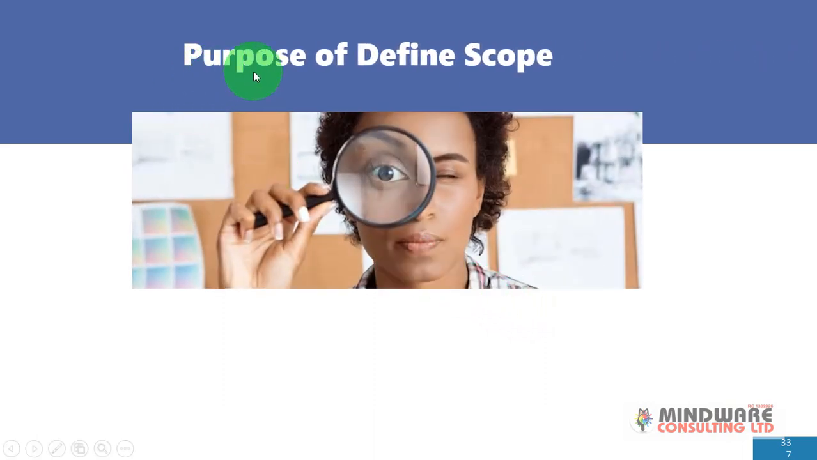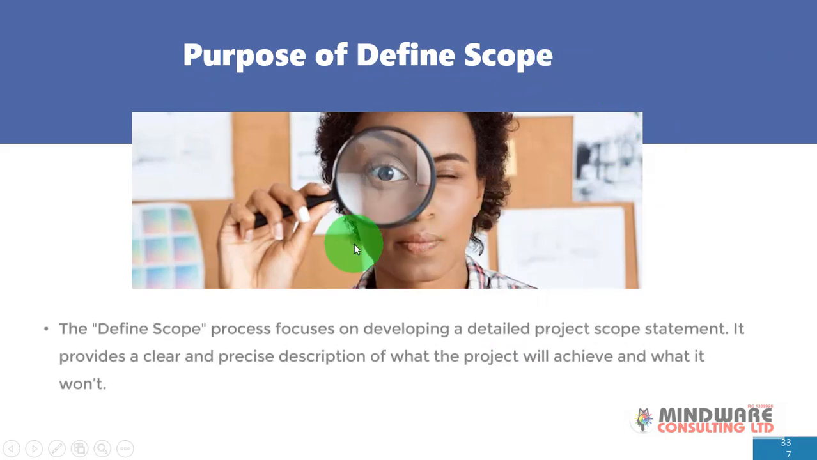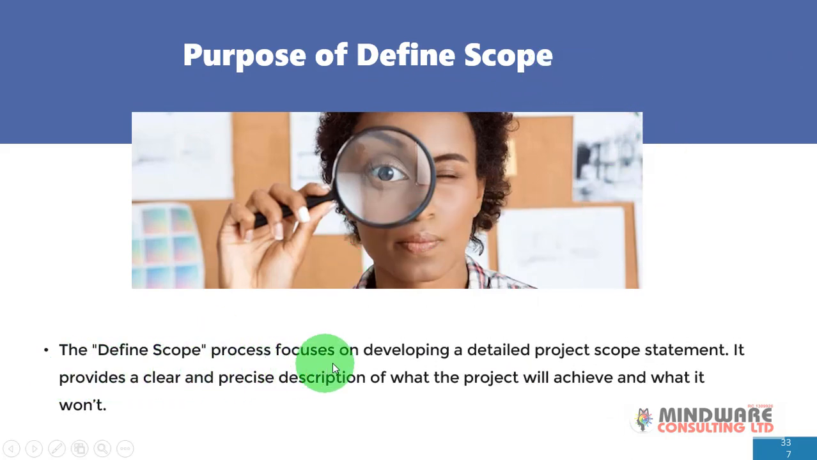Now, what is the purpose of the define scope process? The define scope process focuses on developing a detailed project scope statement. It provides a clear and precise description of what the project will achieve and what it wants.